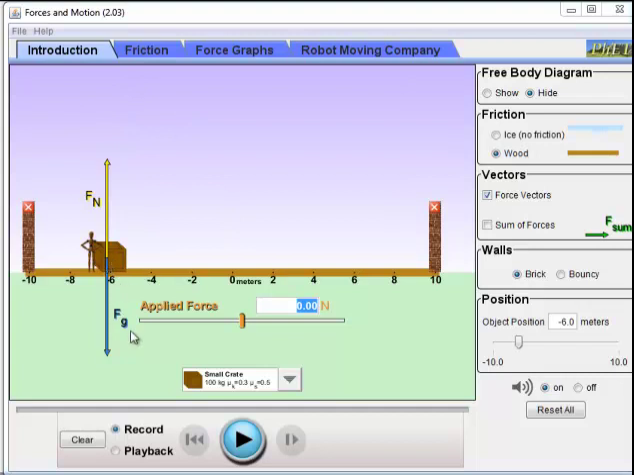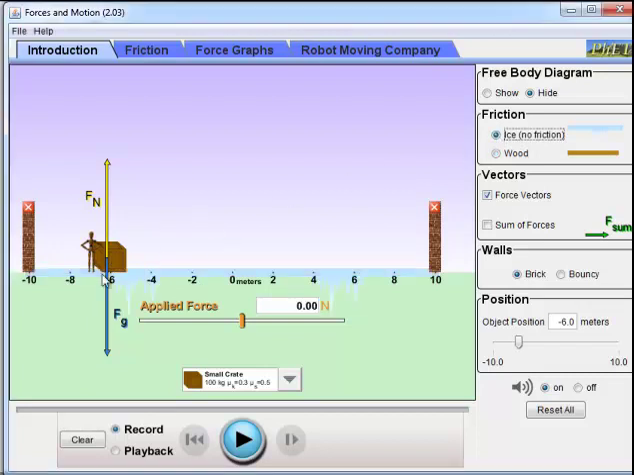We have a crate here, and we know the crate has a weight, that's this F_G, and it's got a normal force being exerted on it. So the weight pulls it down. The normal force is the ground pushing back up on it.